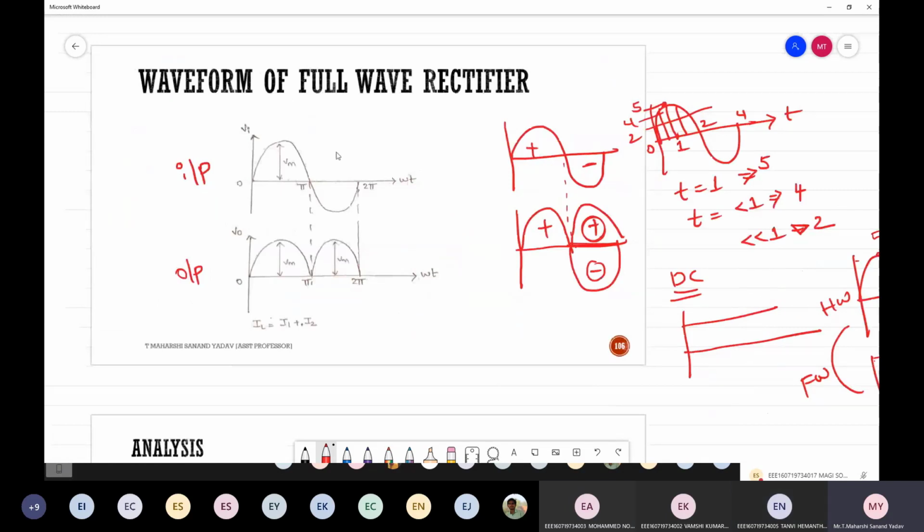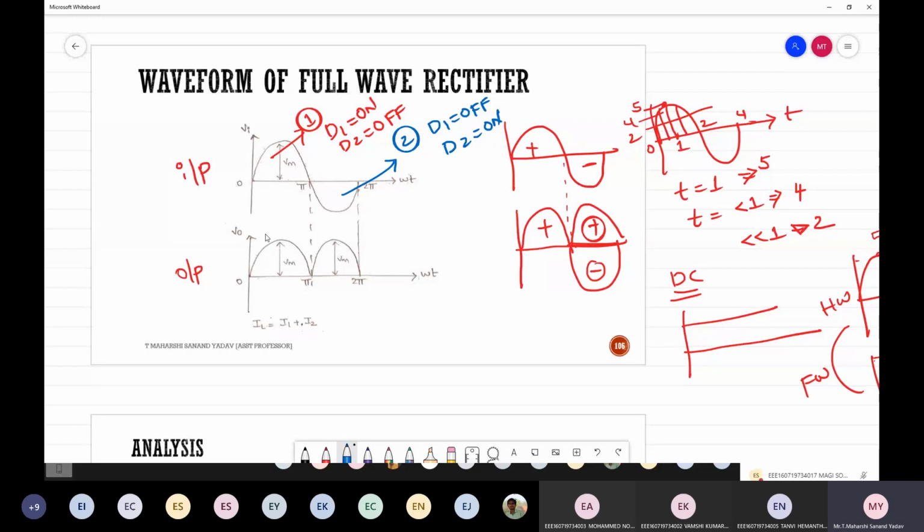Can anyone explain this waveform once again? What's happening exactly? Yes, guys. Anyone? So in case number 1, during the positive half cycle, diode D1 is on, diode D2 is off. Okay. Next, in case 2, diode D1 is off and D2 is on.